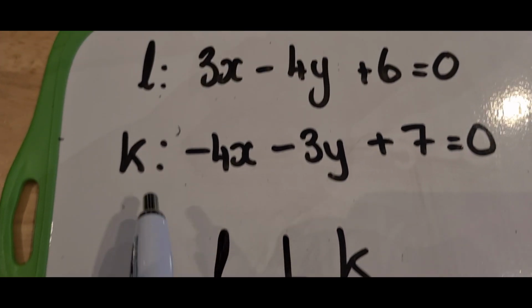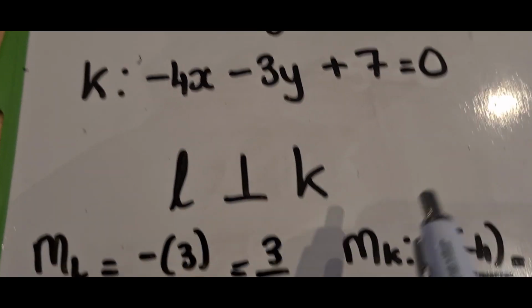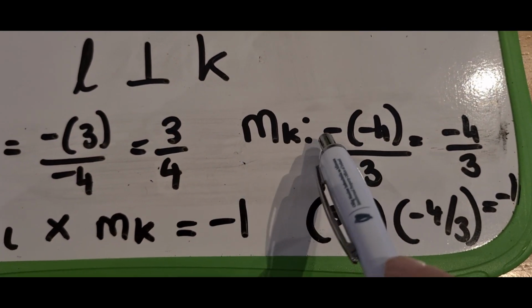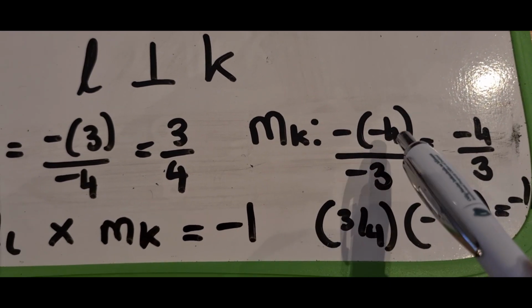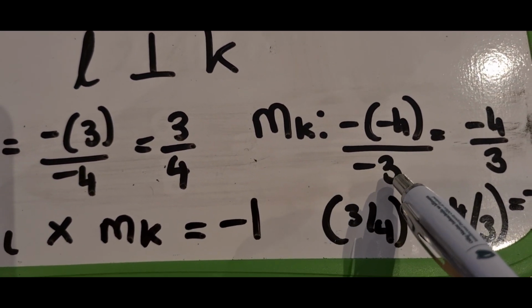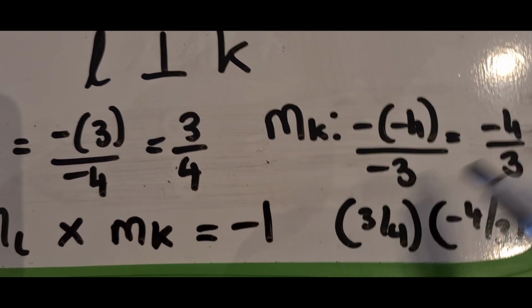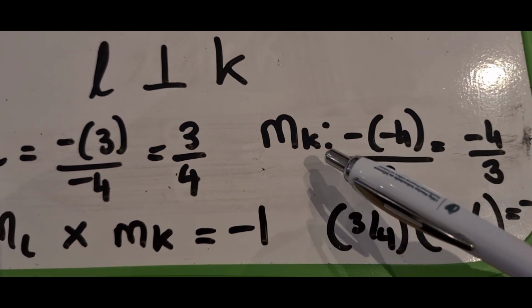Now the line K, a is minus 4 and b is minus 3. So the slope of line K is going to be minus a, which is minus a bracket, a is minus 4, all over b, which is minus 3. A minus divided by minus is a plus, and then you'll still have minus 4 over 3. So minus 4/3 is your slope of line K.